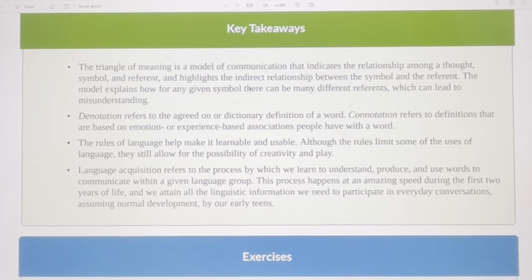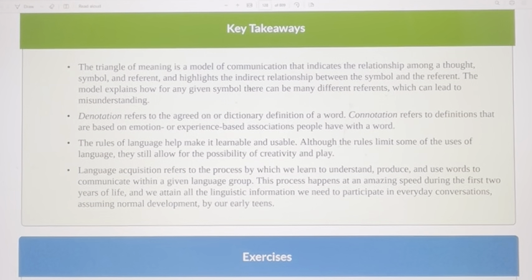Continuing to read from the text, Communication in the Real World, an Introduction to Communication Studies. This is section 3.1. I'm going to start with the key takeaways instead of starting at the beginning of the chapter because I find these key takeaways to be excellent summaries of everything in the particular section that really matters, that you should definitely know.